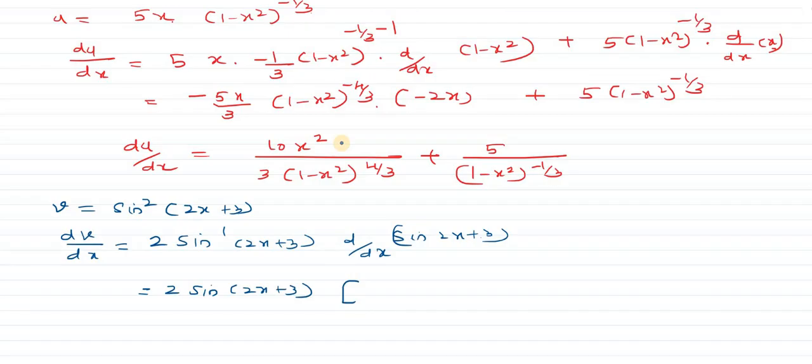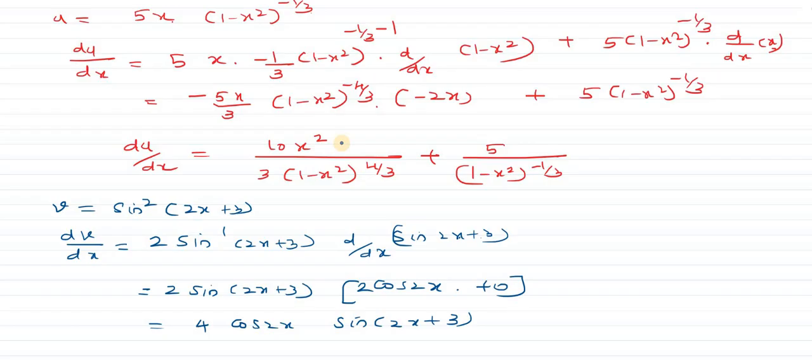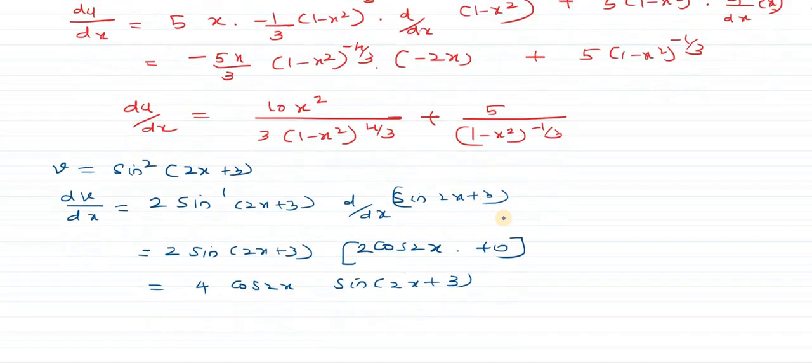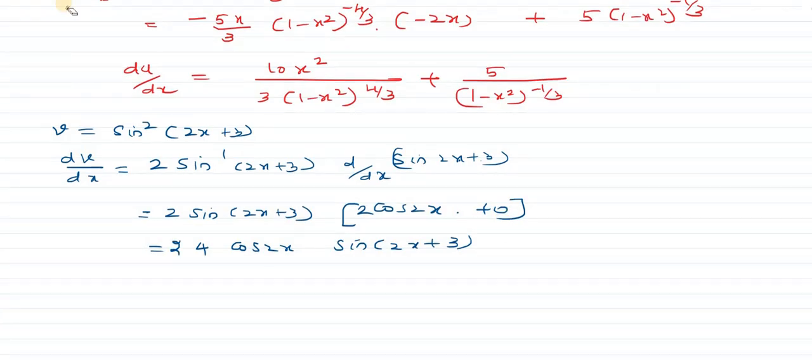First you have to differentiate sine 2x. So sine 2x differentiation is cos 2x. Differentiation of 2x is 2, and 3 is a constant, so it is 0. So what will it be? 4 cos 2x sine (2x plus 3). Correct? So you can keep this 2 into 2 only because it will help me. Why? Sine 2 theta is what? 2 sine theta cos theta. Right? Here theta is 2x plus 3.